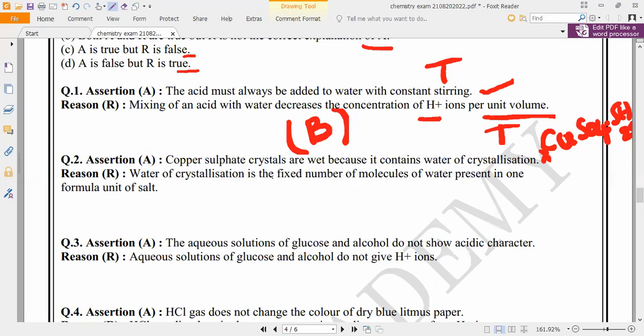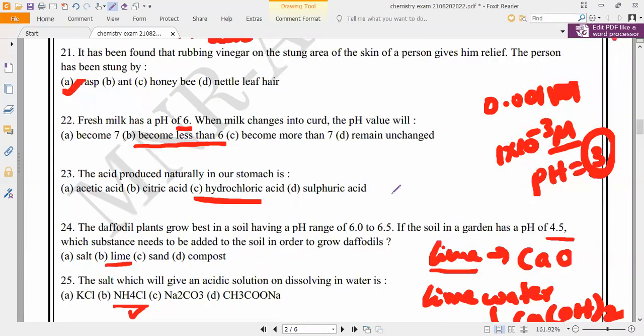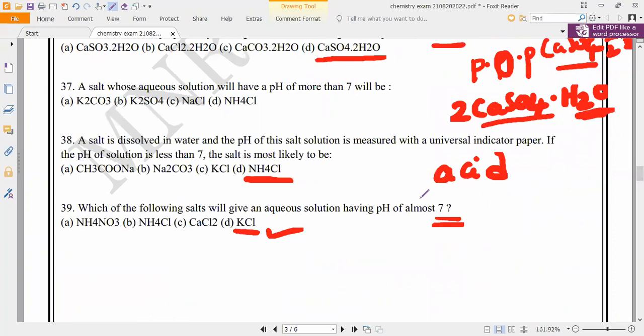Now, water of crystallization is the fixed number of molecules of water present in a formula unit of a salt. Is it yes or no? Yes. Suppose you take copper sulfate, 5H2O, and next 10H2O. What is that formula? Just now we have studied it. 10H2O, washing soda, Na2CO3.